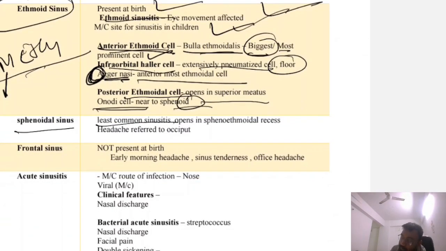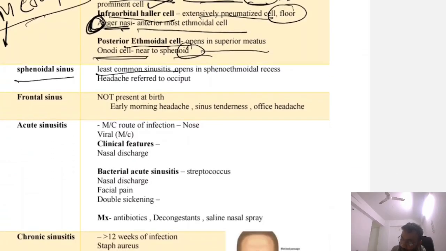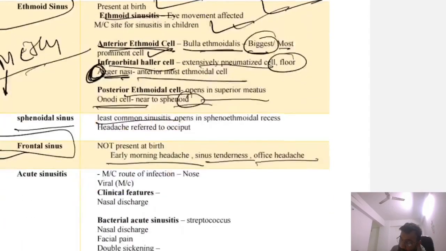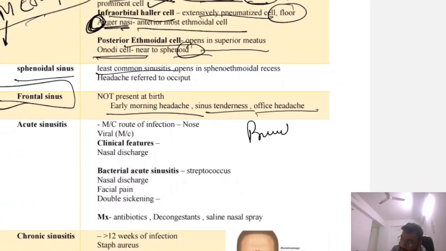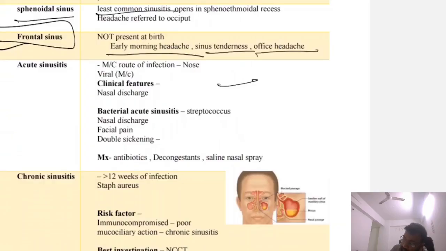Sphenoid sinus is the least common sinusitis. I have already explained to you. Frontal sinus is not present at birth, okay. So the patient will have early morning headache, office headache, sinus tenderness, okay. These are all features of frontal sinusitis. Now acute sinusitis, it is the most common route of infection.